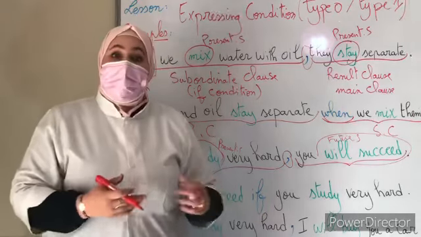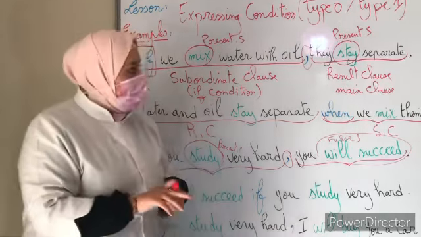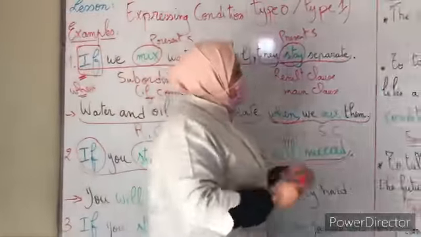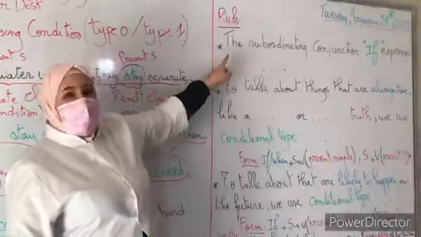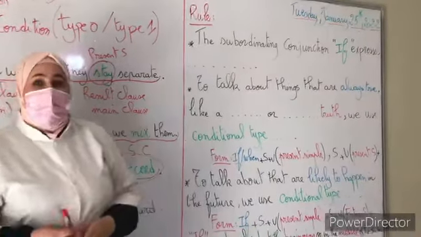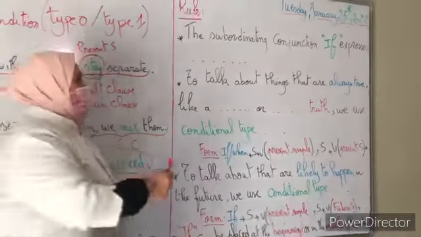And now we move to finish the rule. I would like you to complete the rule with me, please. Let's move on. Now we have the rule. You know that the subordinating conjunction if expresses, yes, it expresses condition. Nice.